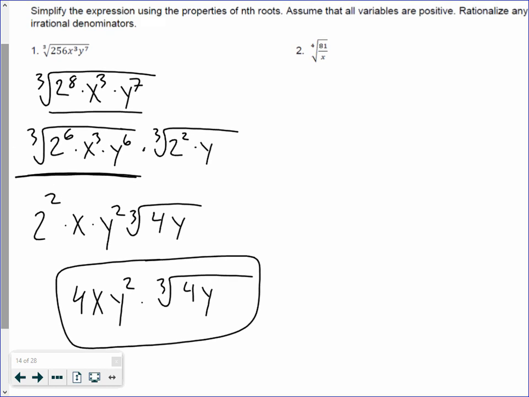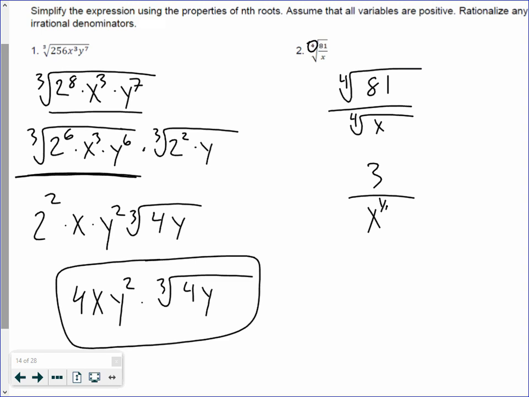For number 2, we're going to use our quotient property of roots. So we can distribute out this 4th root to the top and the bottom. So the 4th root of 81 on the top, divided by the 4th root of x on the bottom. The 4th root of 81, that's going to be 3. And the bottom, we can just rewrite it as x to the 1/4.